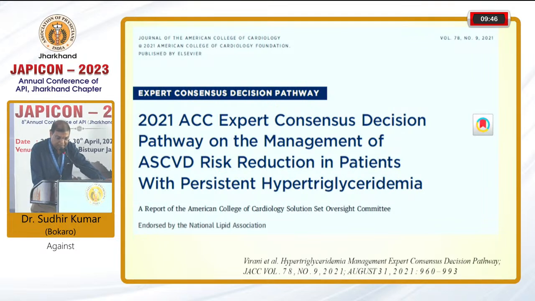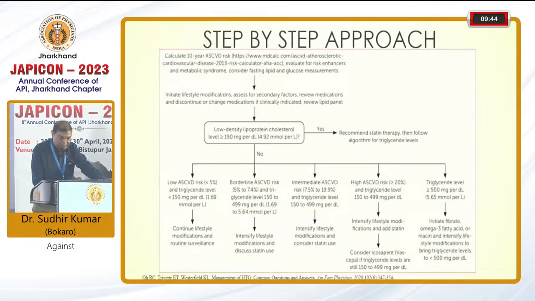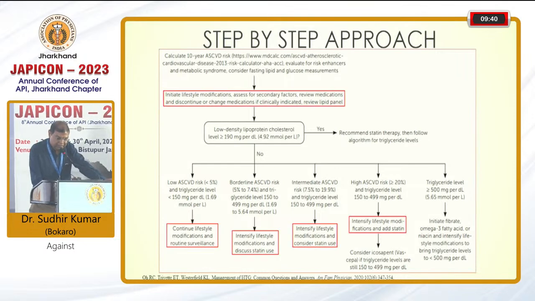This is the expert consensus decision pathway and step-by-step approach, in which we consider lifestyle modification and secondary factors assessment, and in treatment we continue or intensify lifestyle modifications and surveillance. As the ASCVD risk increases, we intensify the lifestyle modifications and use other modalities.